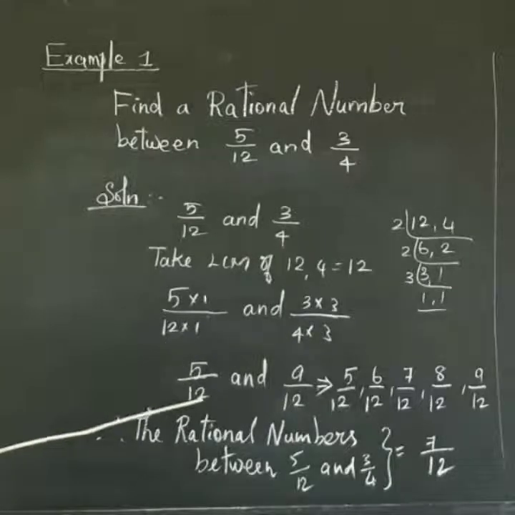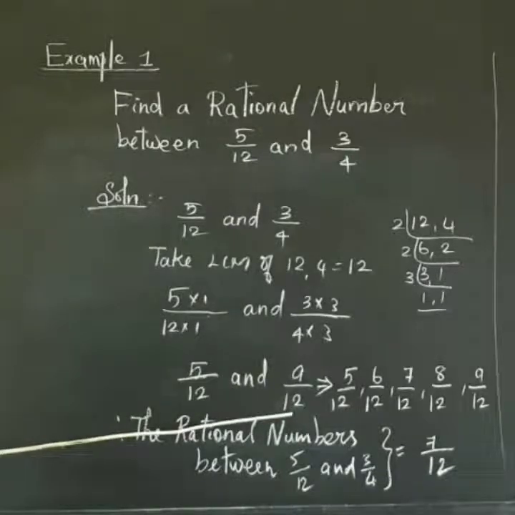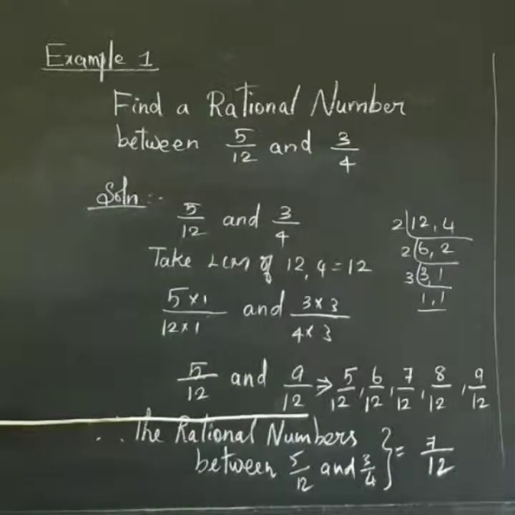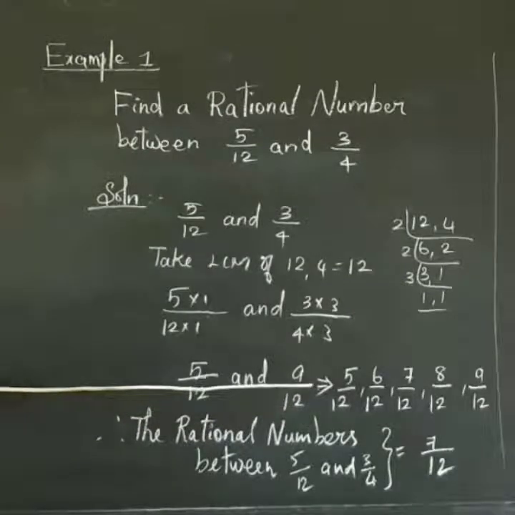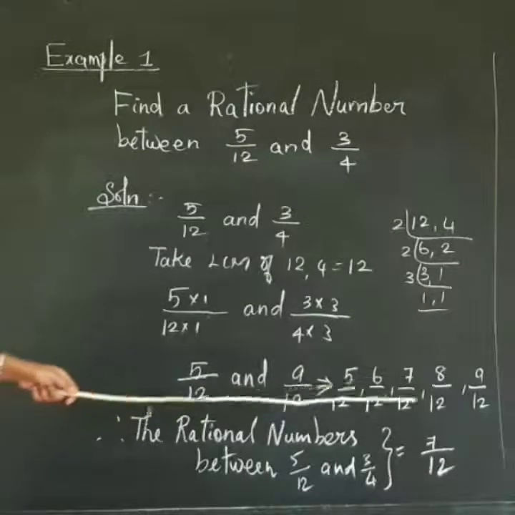Now simplify in the next step. 5 ones are 5 by 12 ones are 12, and 3 3s are 9 by 4 3s are 12. So, the denominators are the same now. See the numerators, 5 and 9. What are the in-between numbers of 5 and 9? 6, 7 and 8. These are the in-between numbers of 5 and 9.